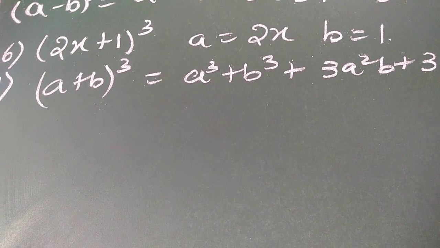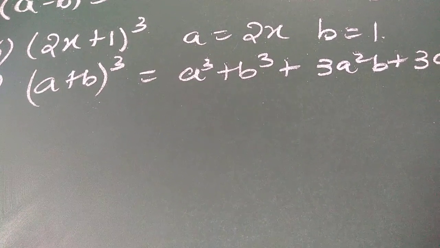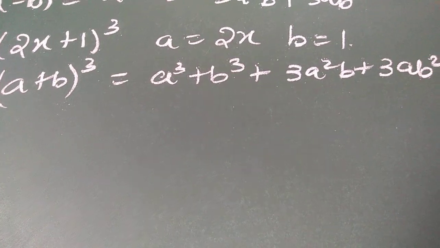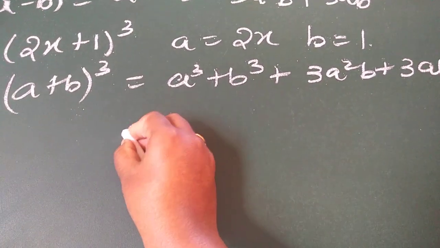So your first question is 2x plus 1 whole cube, that is similar to a plus b whole cube where a is 2x and b is 1. I have written the identity. Now I am going to substitute the values.